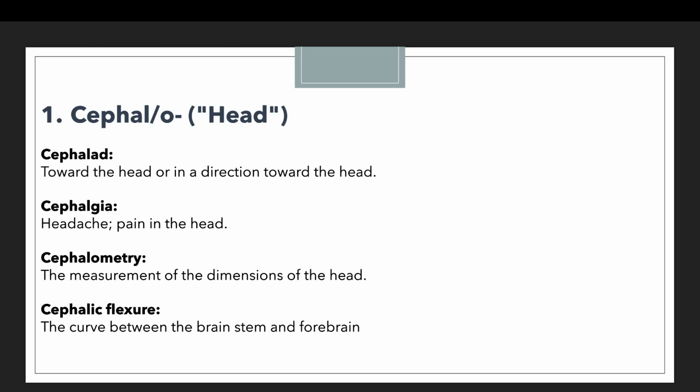Now, when we look at the examples, it will be more clear. Just look at the first example, which is cephalid. Cephalid means toward the head or in the direction of the head. So you can see here we are talking about the head. We are navigating towards the head, so to navigate towards the head, we are using the terminology cephalid, which starts with the prefix cephal.